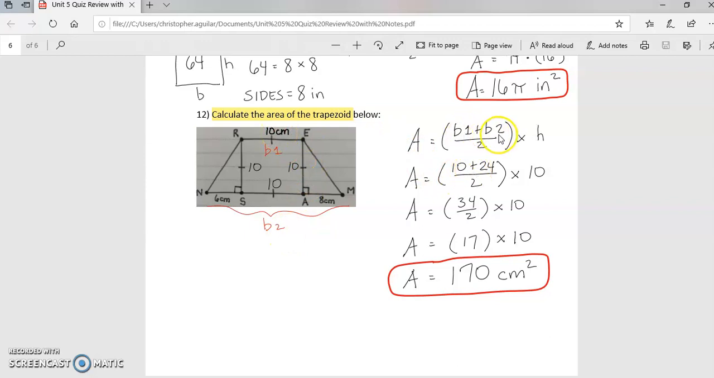So base 1 plus base 2 divided by 2, and then I'm multiplying it by the height. So 10 plus 24 divided by 2. 10 plus 24 is 34. 34 divided by 2 is 17. And then 17 times 10, because the height is equal to the one side of that square. 17 times 10 would give me 170 centimeters squared.